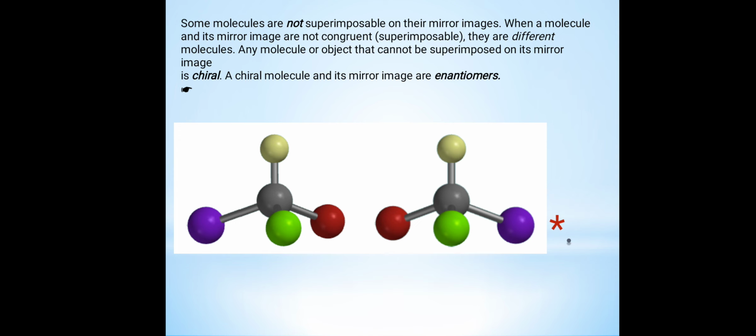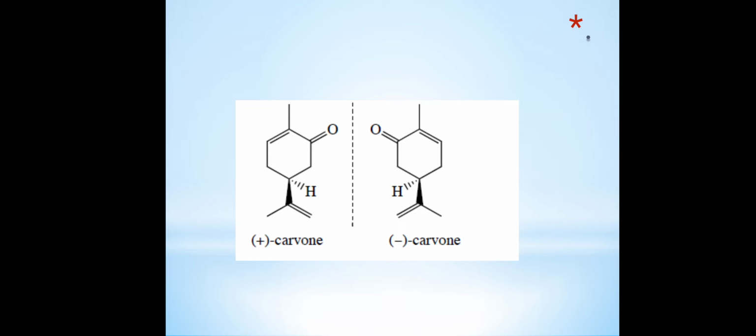When a molecule and its mirror image are not congruent, they are different molecules. Any molecule or object that cannot be superimposed on its mirror image is chiral. Here the first carbon is plus and the second carbon is negative. Here the R isomer and S isomer are there.